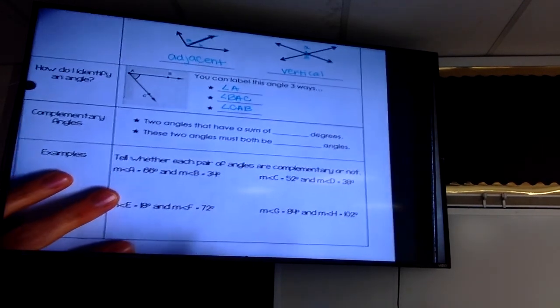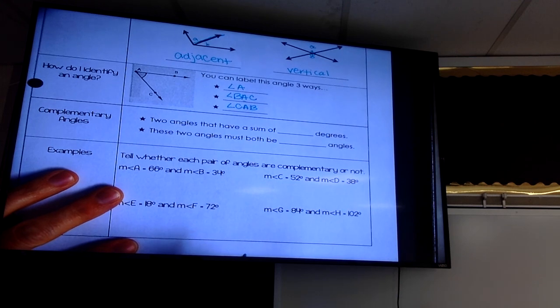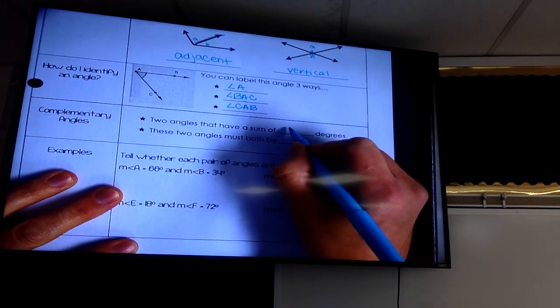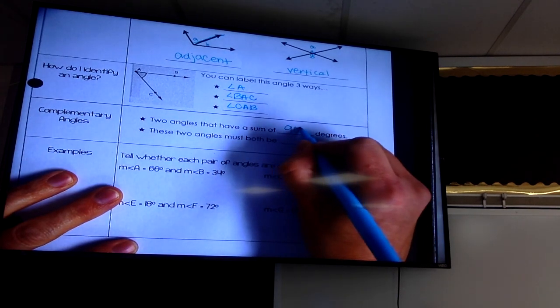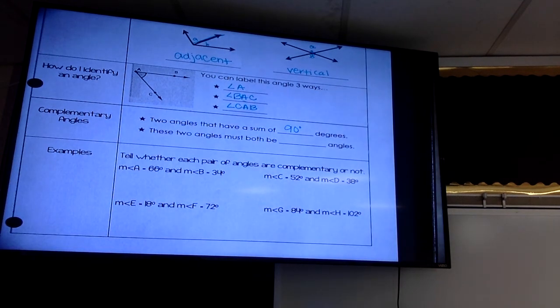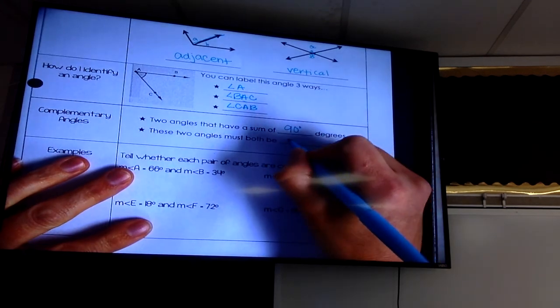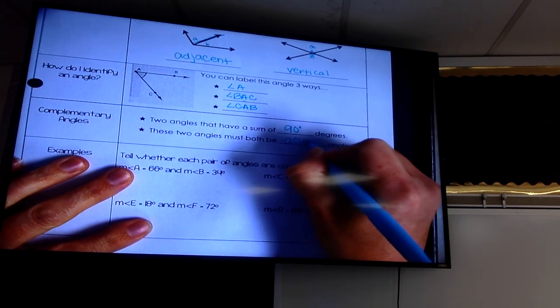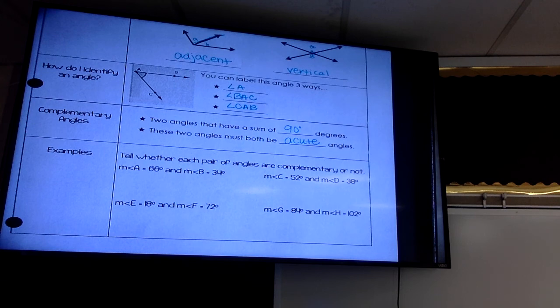So what are complementary angles? Complementary angles are two angles that have a sum of 90 degrees. They're two angles that when you put them together, it forms a 90-degree angle. Because it takes two angles to form the 90-degree angle, the two angles must both be acute angles. They both must be less than 90 degrees, which means they both have to be acute.